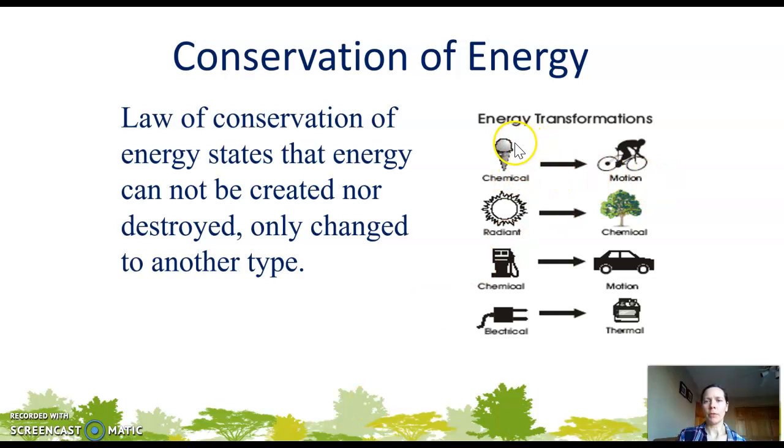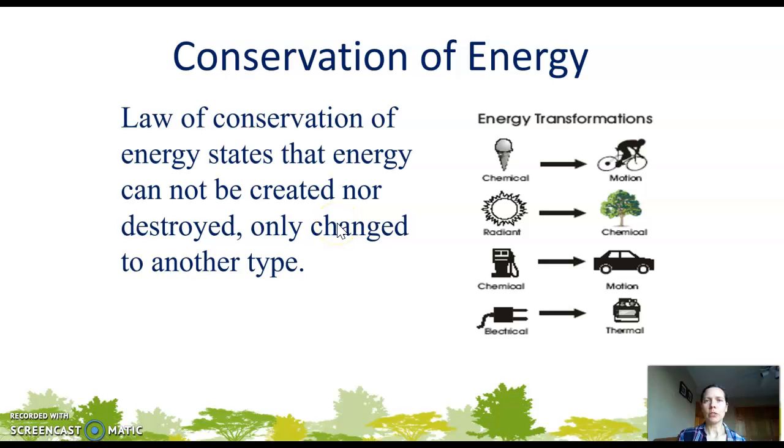So we have some examples here. This ice cream cone, food is a type of chemical energy. So when you eat your food, your body turns it into kinetic energy, motion energy. Radiant energy, they're calling this radiant energy. I would call it electromagnetic energy, very similar. So electromagnetic energy from the sun, the leaves on the tree do photosynthesis and turn that energy into chemical energy. Gasoline is a chemical. Your car converts that to energy of motion or kinetic energy. Electrical energy, if you have an electric stove, it can turn that electricity into thermal energy. So these are all examples of energy being changed into another type.